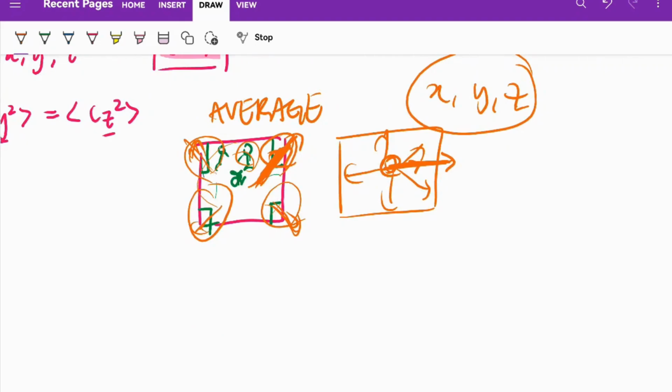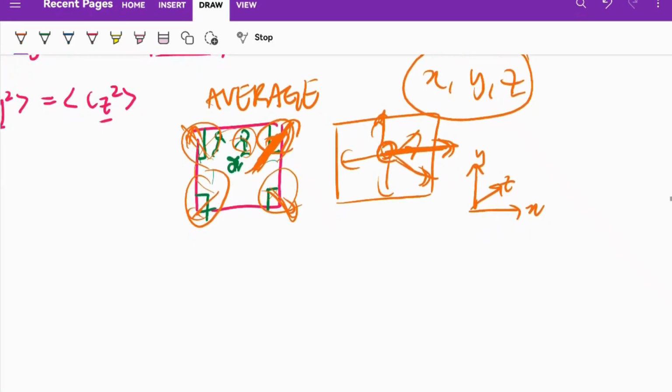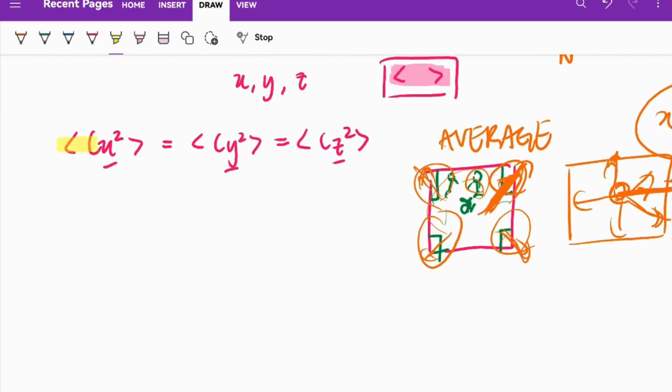Otherwise, if no one is pushing you, you will move on average equally in all x, y, and z direction. This is something called symmetry. And inside ideal gas, definitely there's no force for you to push in one particular direction, right? That's why we come up with this equivalent form. The mean square speed in x and y and z direction are the same.